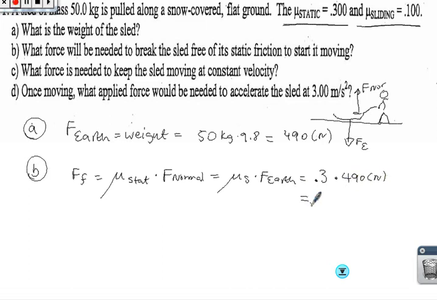And the answer is 147 newtons. So it requires 147 newtons of applied force this way to break the force of friction, which is right here.